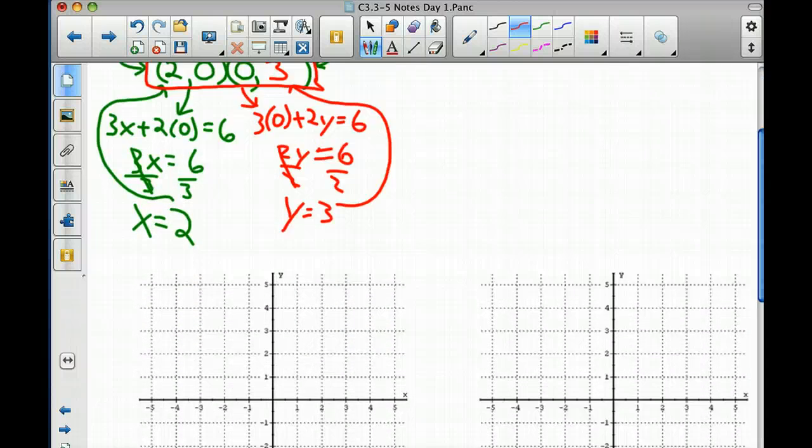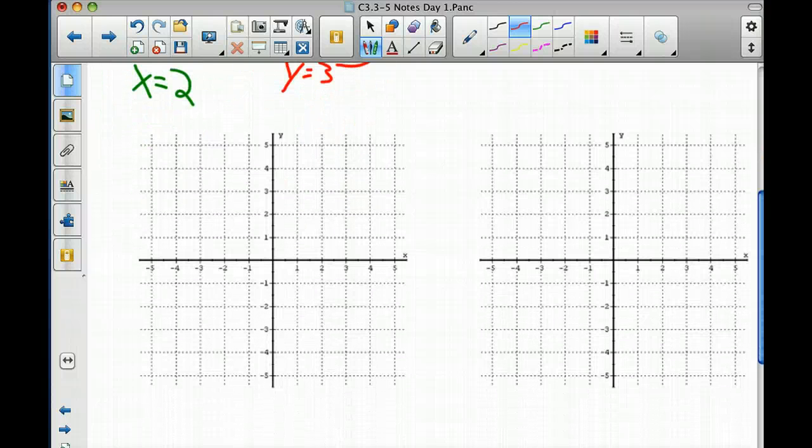So we got the points 2, 0 and 0, 3. Okay, make sure you have those points graphed correctly.